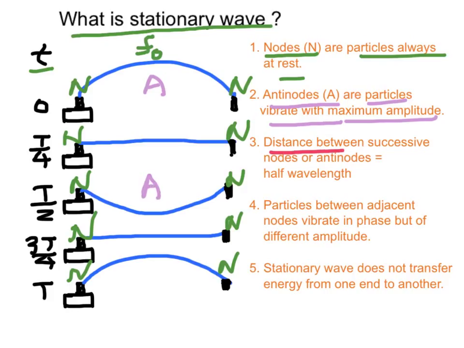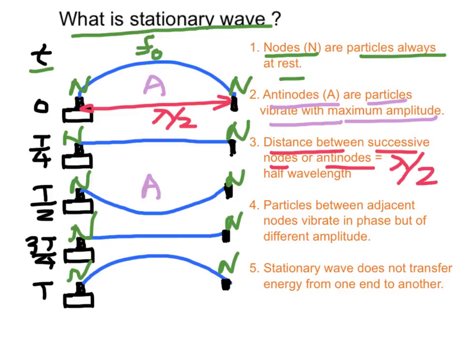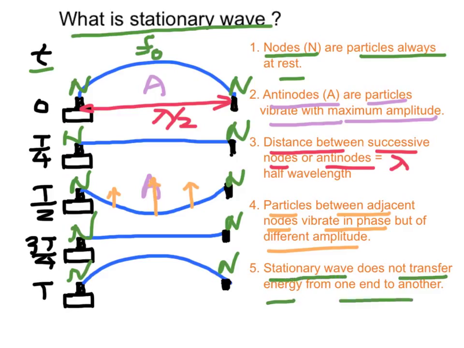The distance between successive nodes or anti-nodes is called half wavelength. The particles between adjacent nodes vibrate in phase, but with different amplitude. Last, a stationary wave does not transfer energy from one end to another end.